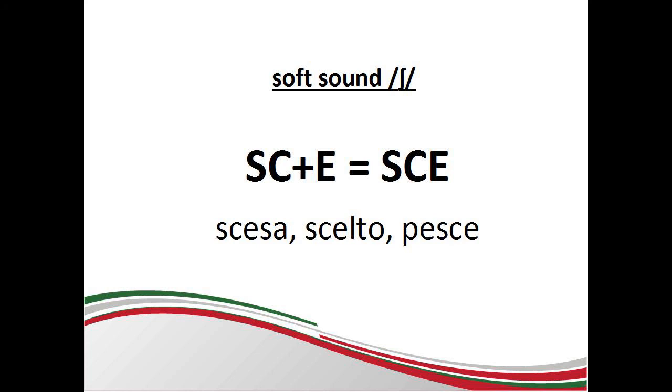If the letter SC is before vowels like E and I, this will get a soft sound and it's spelled sh. For example, SC before E is spelled she. Scesa, scelto, pesce.